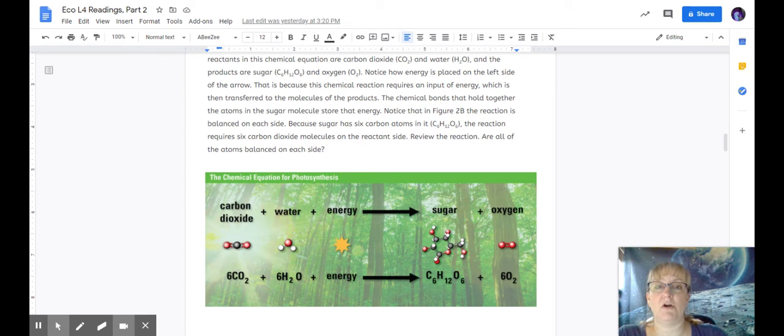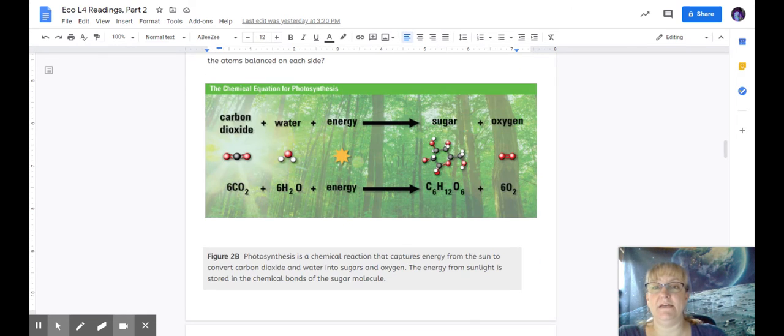Because sugar has 6 carbon atoms in it, we see C6, that means there's 6 carbons. The reaction requires 6 carbon molecules on the reactant side. Review the reaction. Are all of the atoms balanced on each side? So you would have to count up the number of each of these atoms.